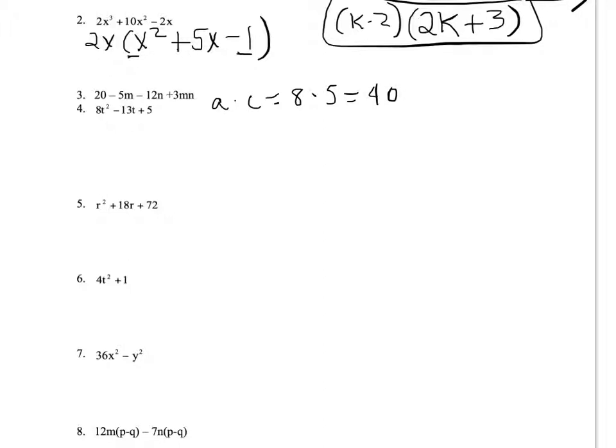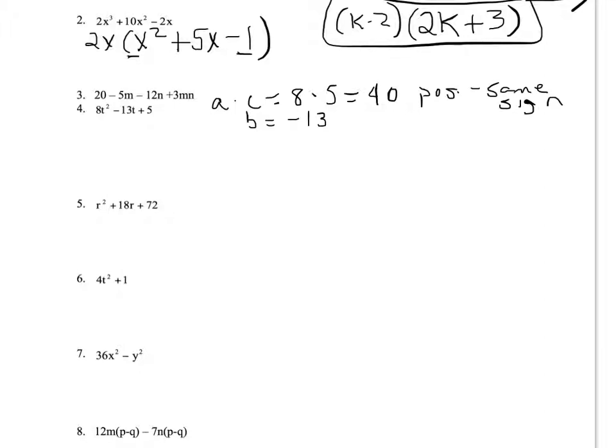So I need a pair of numbers that will multiply to give me positive 40, but add to give me this b value, which is negative 13. Remember, a sign in front of a number stays with the number. So what I know is this: if I have a pair that multiplies to give me a positive, that tells me that they have the same sign. They're either both positive or they're both negative.